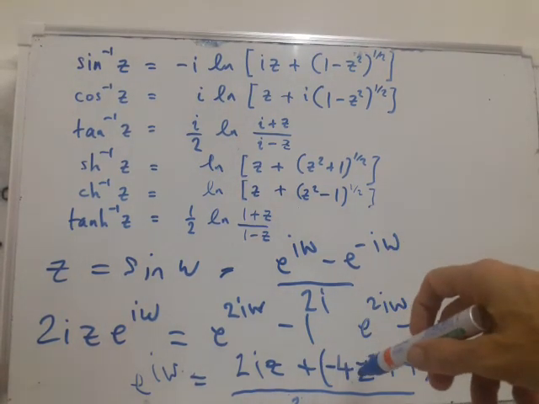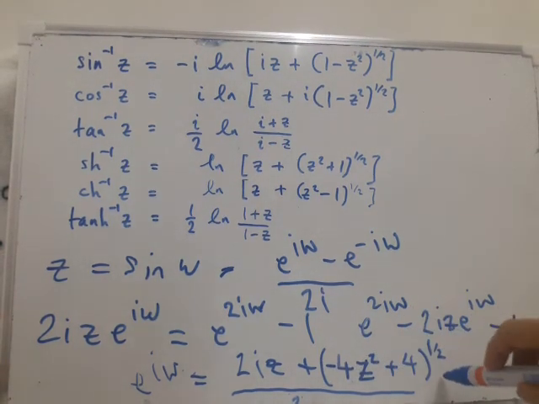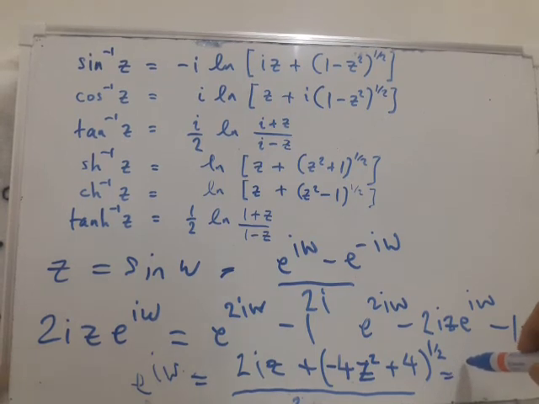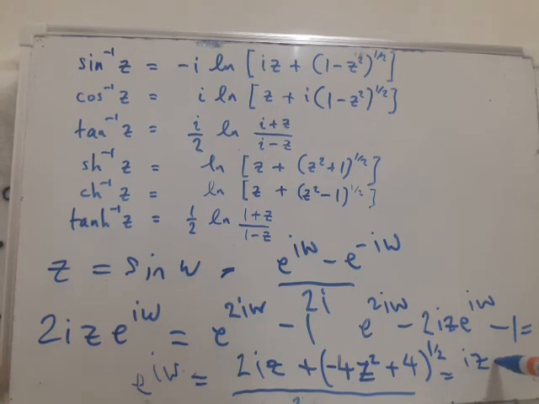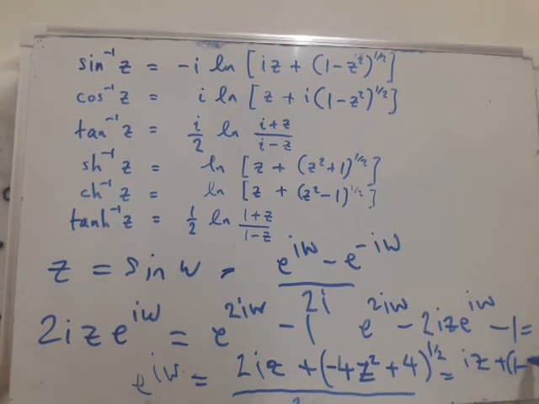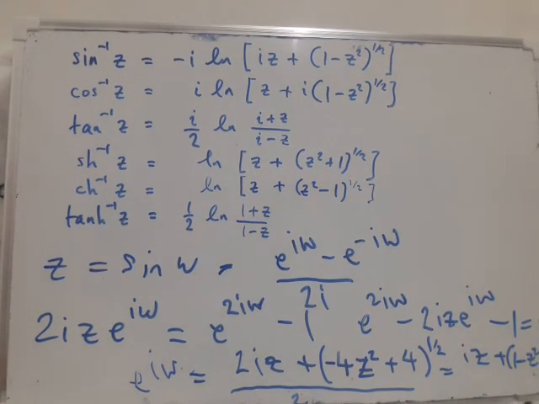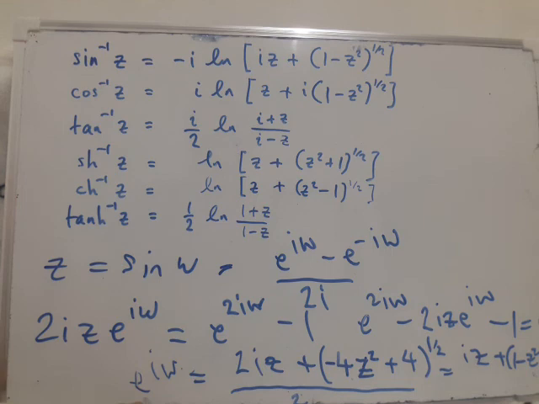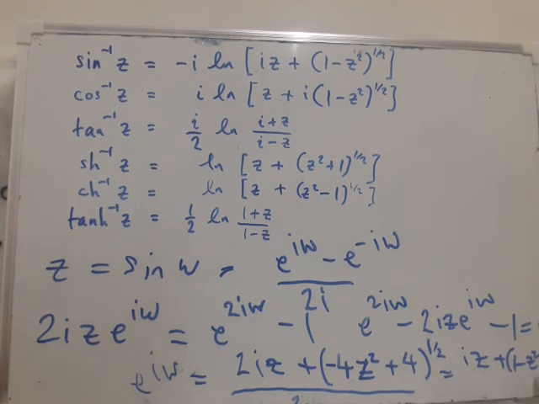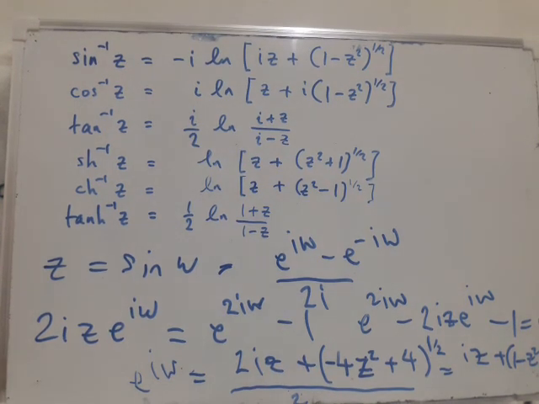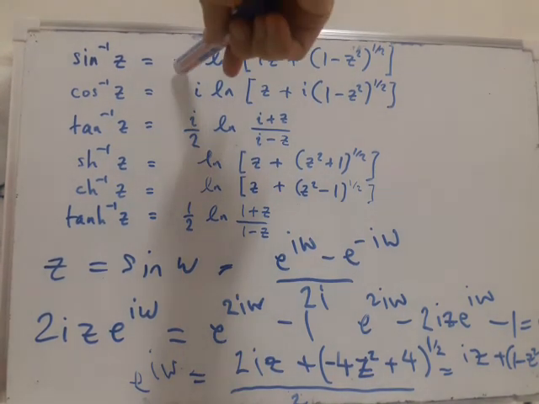So this will give me iz plus 1 minus z squared to the half. Okay, and then all I need to do is take logs of both sides. That will give me iw is equal to the log of this. And then I need to multiply both sides by minus i to give me w equal to this thing here.